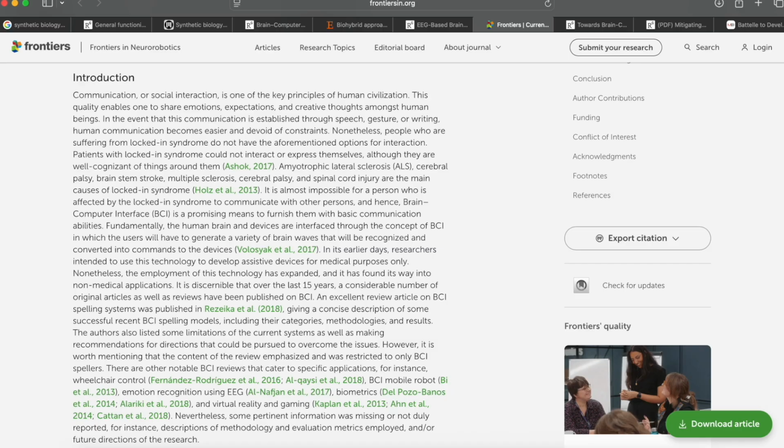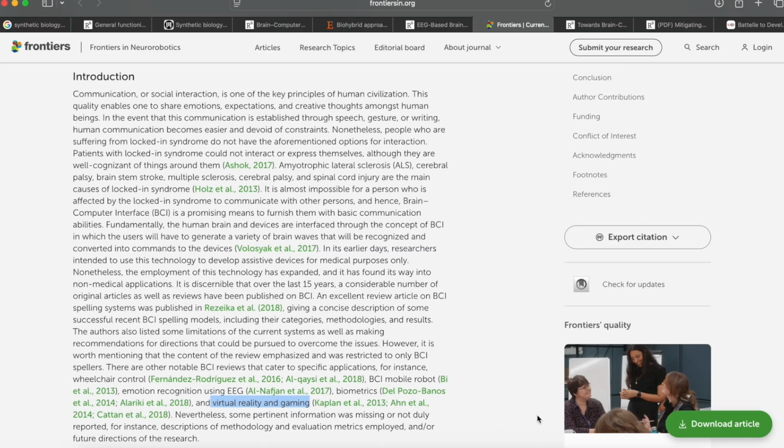For instance, wheelchair control, BCI mobile robot, emotion recognition using EEG, biometrics, and virtual reality and gaming. See, here's your virtual reality and gaming.